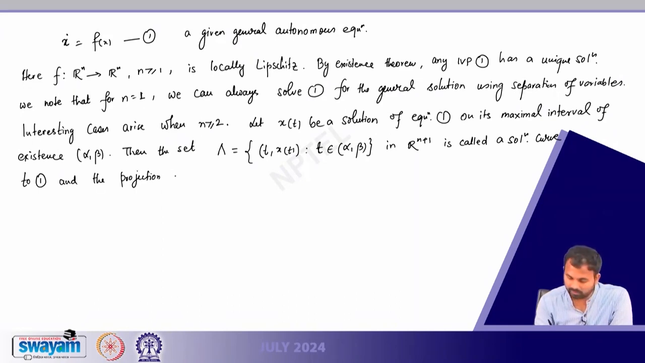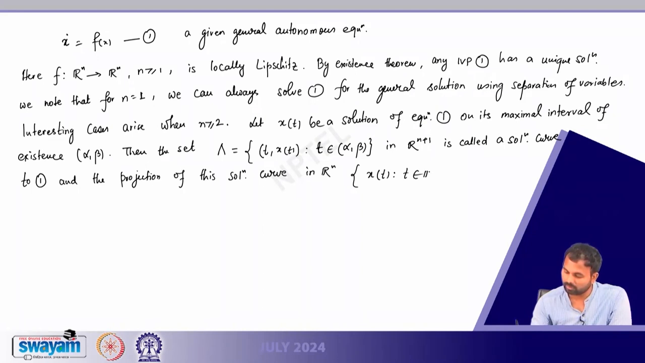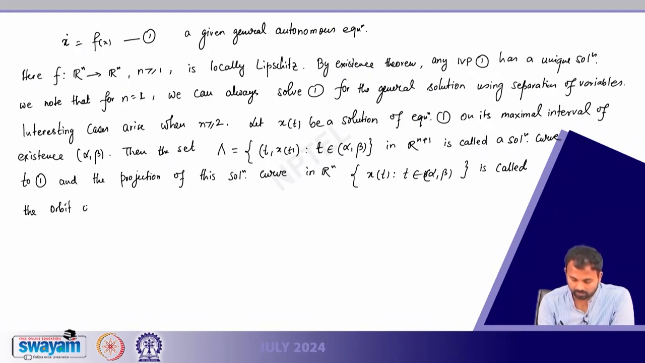And the projection of this solution curve into R^n, which is the set of all such x(t) such that t belongs to (alpha, beta), is called the orbit, or the trajectory.